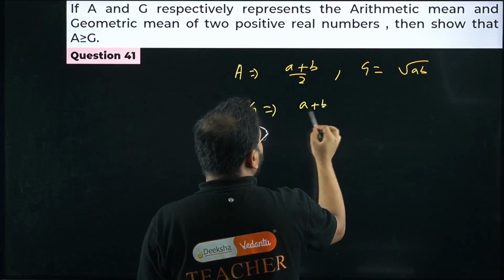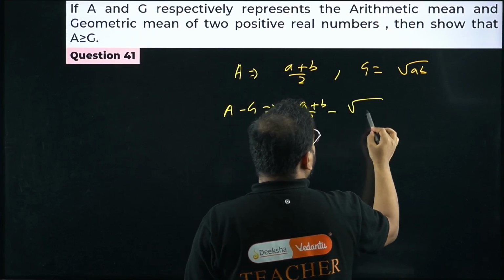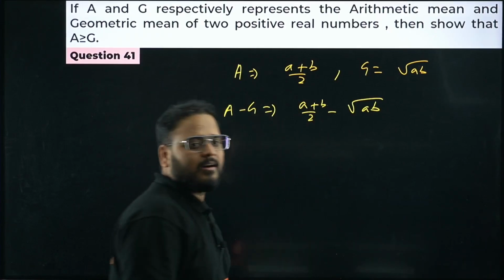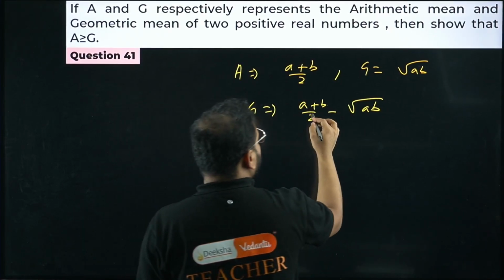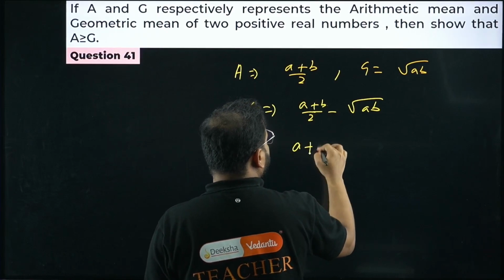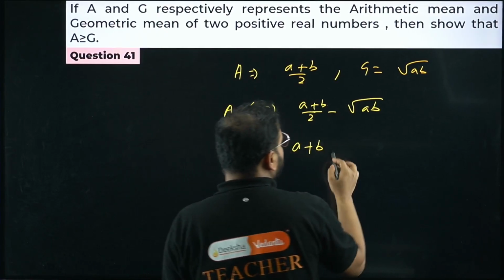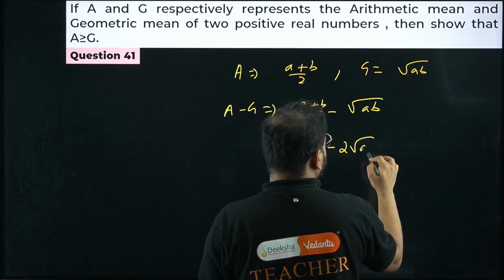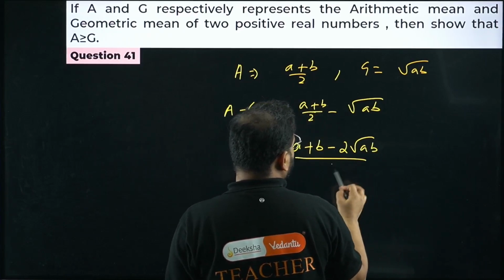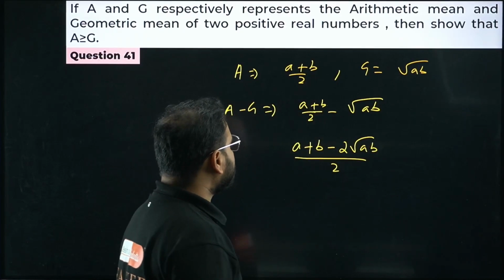a plus b by 2 minus root of ab. Correct? Root of ab. Let's do one thing, take LCM now. a plus b minus 2 root ab becomes equal to 2.